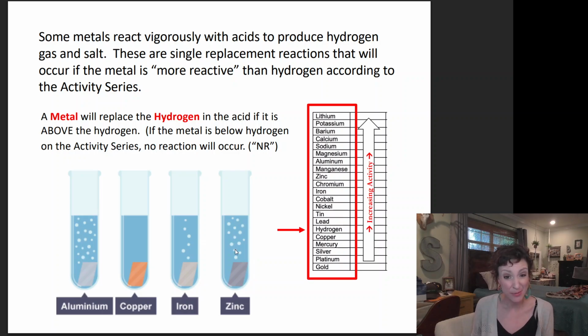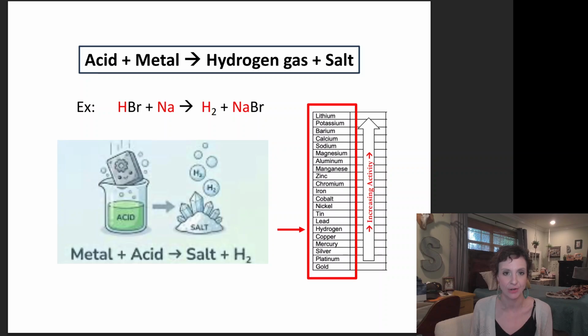The presence of bubbles lets me know if this reaction occurs, because I will create hydrogen gas from the displacement of my hydrogen. So I'm hoping to see aluminum, iron, and zinc, all three of those, react to produce hydrogen gas. Hopefully they're all above hydrogen in the activity series, which looks like exactly what I'm seeing here. Copper, oh, no reaction, which must mean that copper, oh yeah, is a little bit lower than hydrogen, so we would have no reaction occurring.